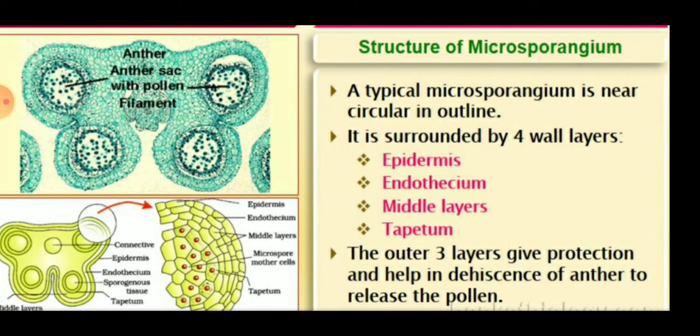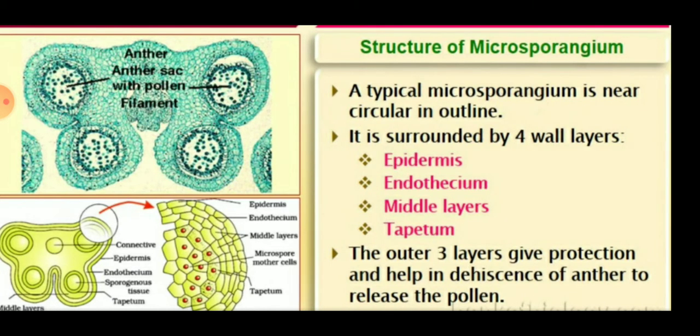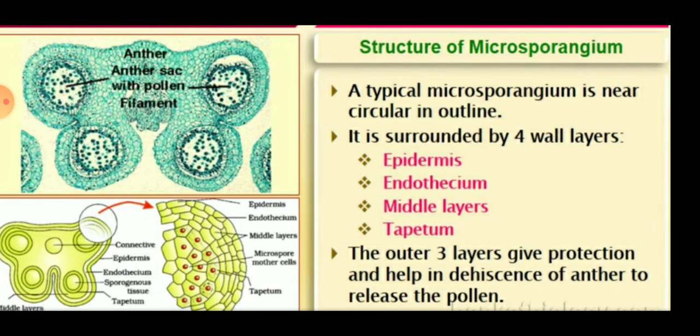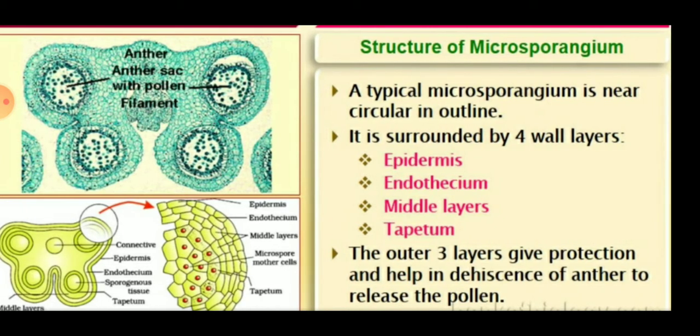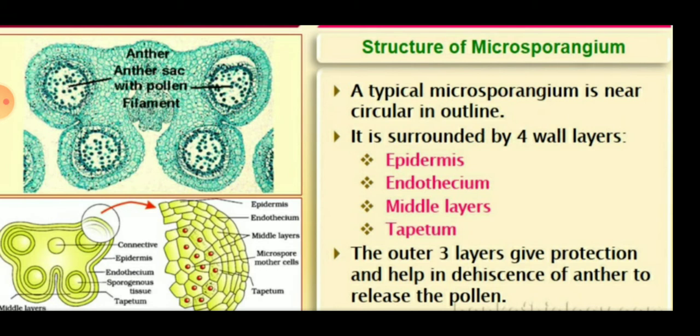Children, first, the outermost wall is called the epidermis, the second wall is called the endothecium, the third wall is the middle layer, and the last wall is called the tapetum. The three outermost layers, the epidermis, endothecium and middle layer, give protection and help in the dehiscence of the anthers to release the pollen grains.